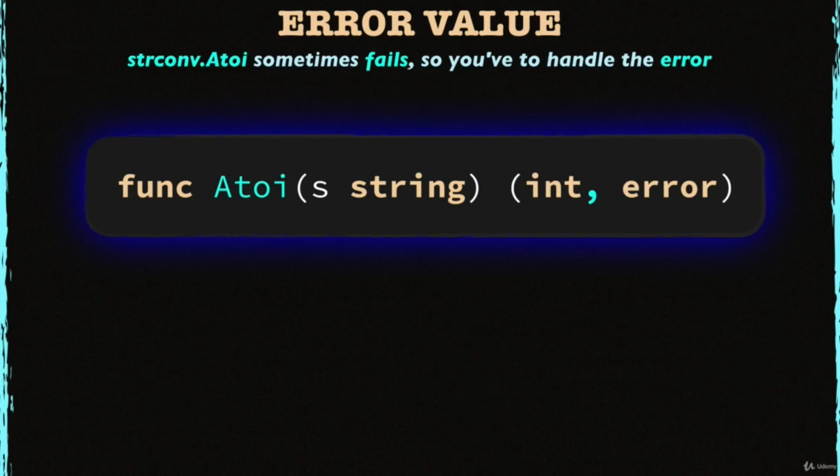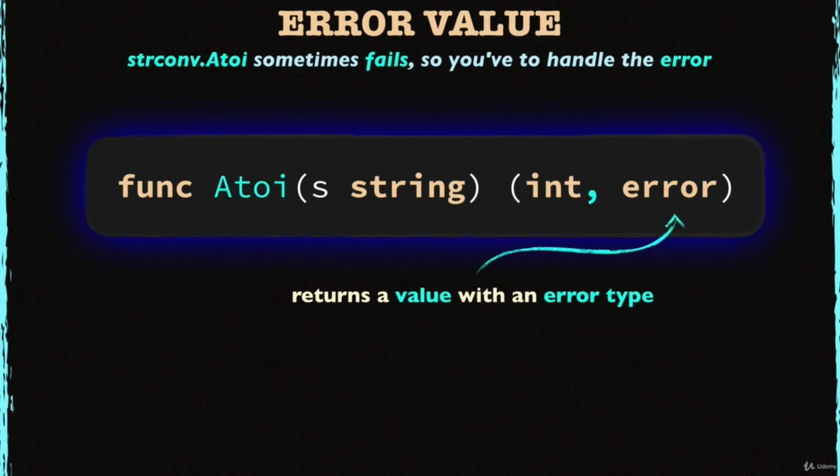Here is another function from the strcount package. A2i means ASCII to integer. You can think of ASCII as a string value. So it takes a string value and it tries to convert it into an int value. Pay attention to my words now. It tries. So it doesn't always succeed. As you can see here, that's why it also returns an error value. That error value tells us about whether the conversion from the string value to int value is successful or not.